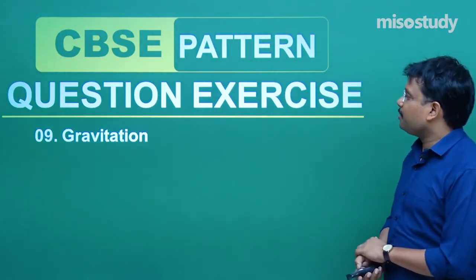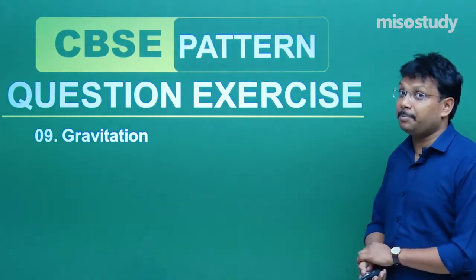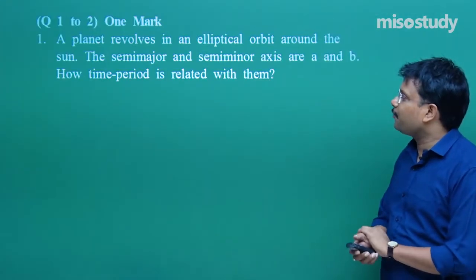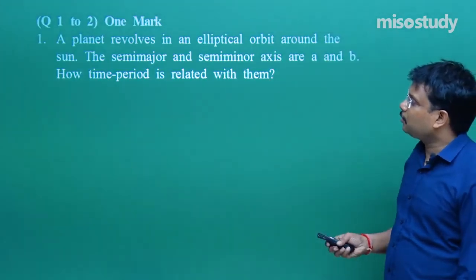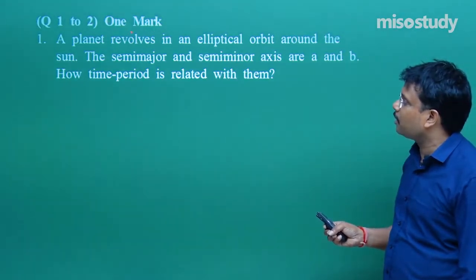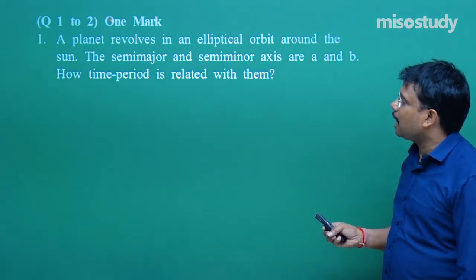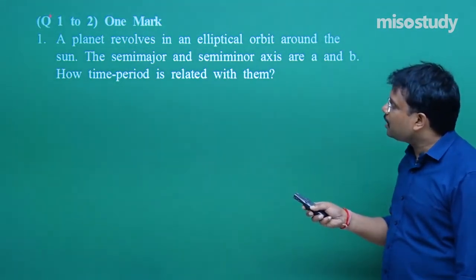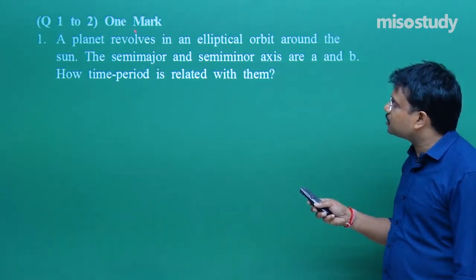So, here it is the CBSE pattern question exercise, the chapter is gravitation, and it is your very first question. Now, the first thing that you should do is try to read the instructions. For example, over here it is 1 mark, and that too for questions number 1 to 2. So, be very careful about the instructions.